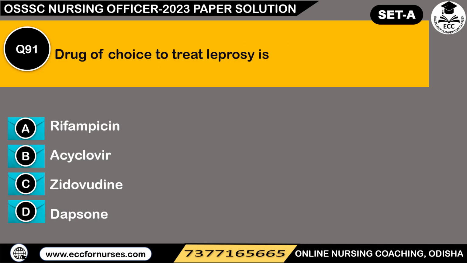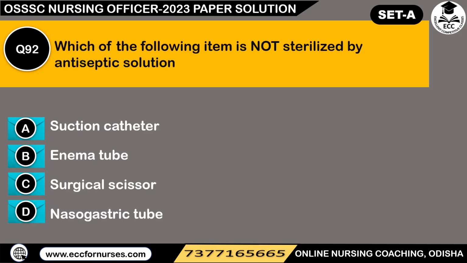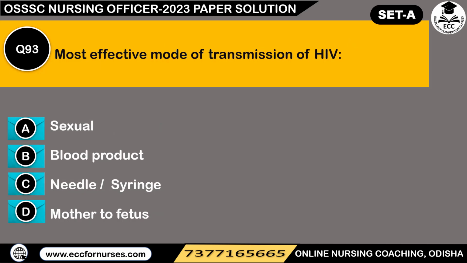Question number 91. Drug of choice to treat leprosy. Answer is dapsone. So option D is correct answer. Question number 92. Which of the following item is not sterilized by antiseptic solution? Answer is surgical seizure. Option C is correct answer. Question number 93. Most effective mode of transmission of HIV? Answer is option B, blood product.